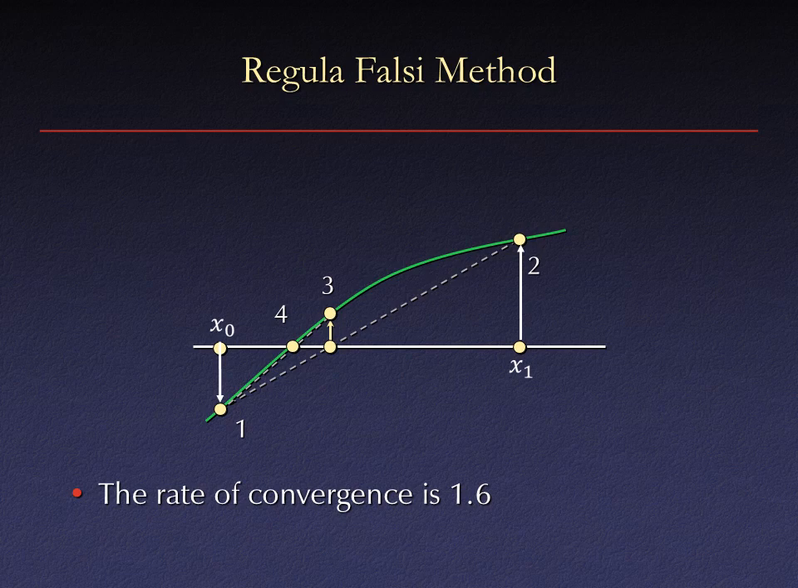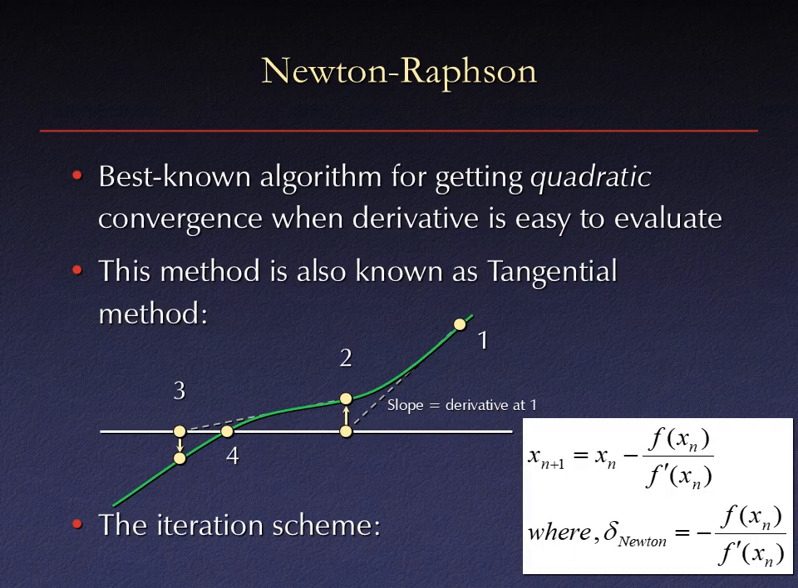The convergence rate of this method is faster than the bisection method, and is about 1.6. Now the most important and best known algorithm for getting quadratic convergence, when the derivative of a function is easy to evaluate, is the Newton-Raphson method, sometimes also called the tangential method.